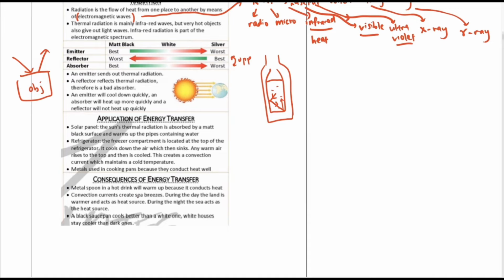Convection currents create sea breezes. Okay? So that means the wind blowing from the sea. When does it happen? So we need to know that. During the day, the land is warmer. During daytime, the land is warmer because you can heat up the sand quickly, but you cannot heat up the sea water quickly. So the land becomes hot, becomes warmer, and acts as a heat source.